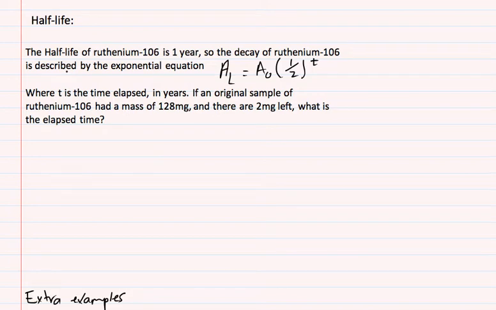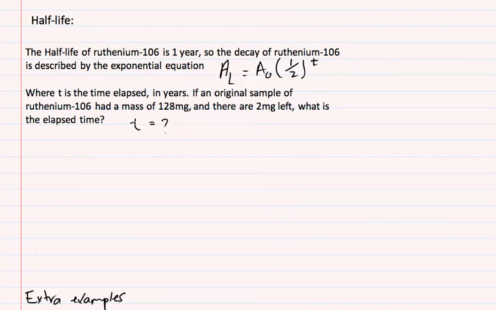The half-life of ruthenium-106 is 1 year, so the decay of ruthenium-106 is described by the exponential equation Al = Ao (1/2)^t, where Al is the amount left, Ao is the original amount, and t is the time elapsed in years. If an original sample of ruthenium-106 has a mass of 128 milligrams, and there are 2 milligrams left, what is the time elapsed? So we're looking for t.